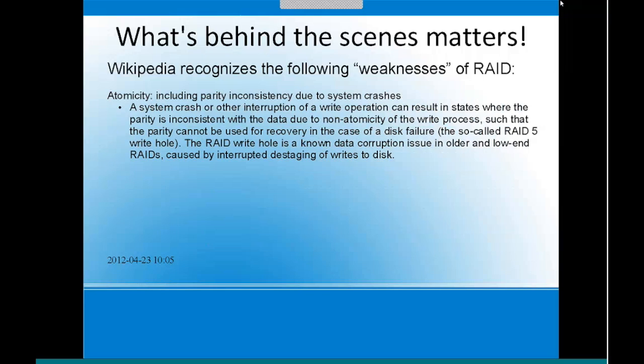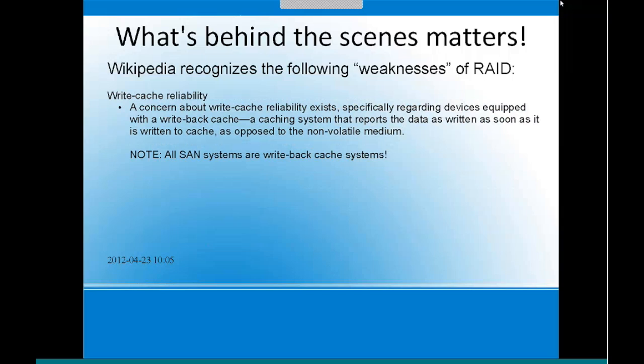Atomicity, we talked about the possibility called the RAID 5 write hole, where one of the drives is not written before the system crashes, and you get garbage. Okay, talked about that. Reliability of write-back caches. There is a concern about write-back caches being reliable. They're supposed to be a non-volatile medium, but they're not. And keep in mind, all of your SANs are write-back cache systems, so they are all at risk.